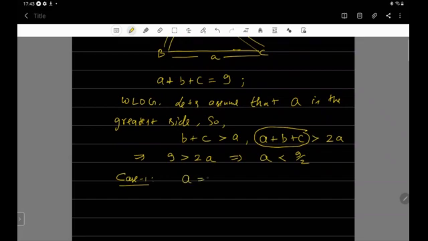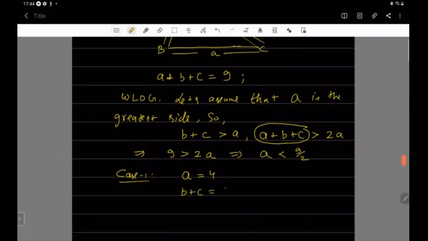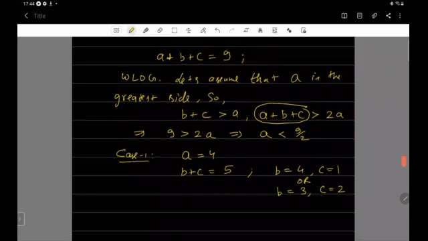For example, let's take A equals 4. Remember, A is the largest side, all right? If A is the largest side, then B and C can both be equal to or smaller than 4. They cannot be greater than 4, right? Now in this case, B plus C should be 5. So what choices do we have for B and C? B can again be 4, the largest possible value of B. B cannot exceed 4. In that case, C will be equal to 1, because 4 plus 1 is 5. Or I have one more choice: B can be equal to 3 and C can be equal to 2. Both are less than 4.